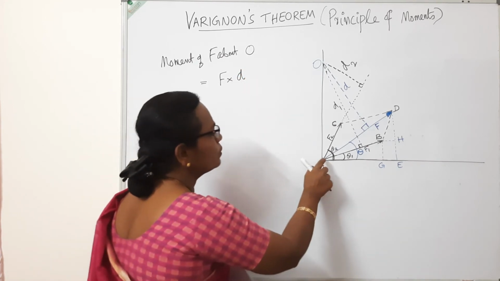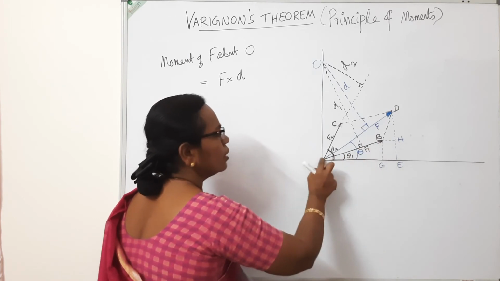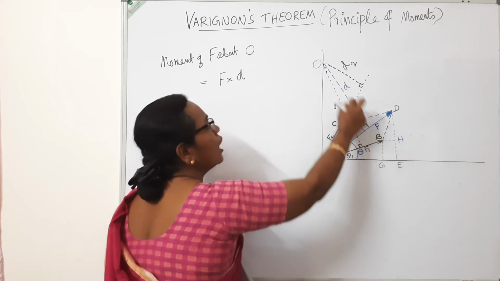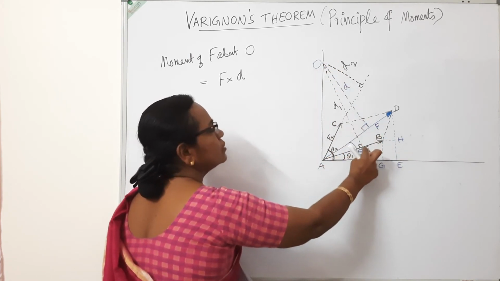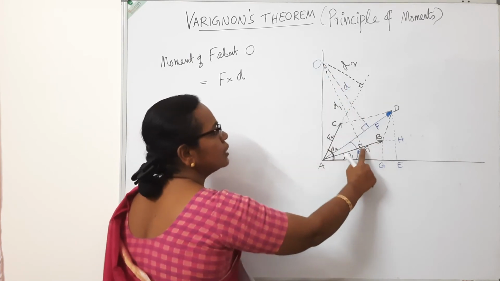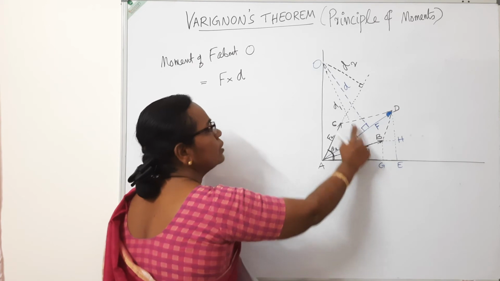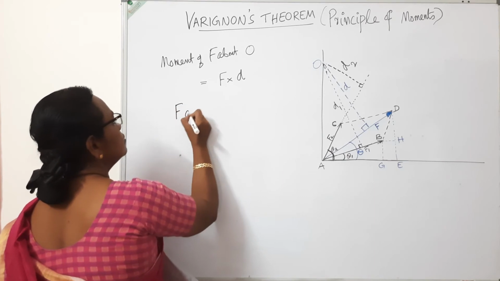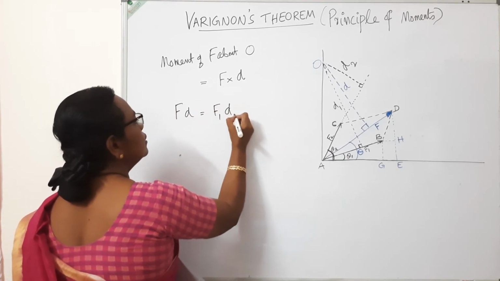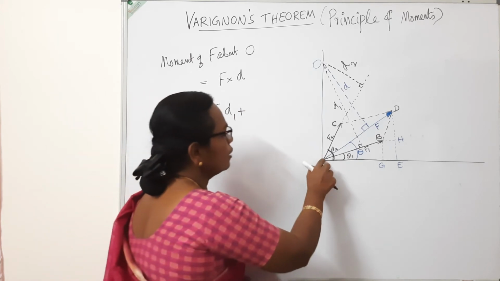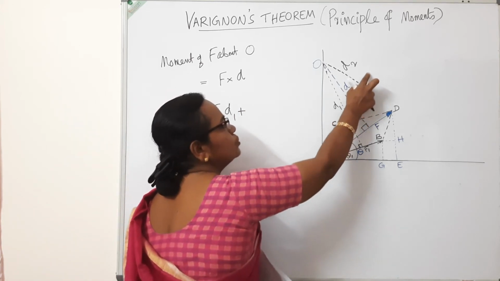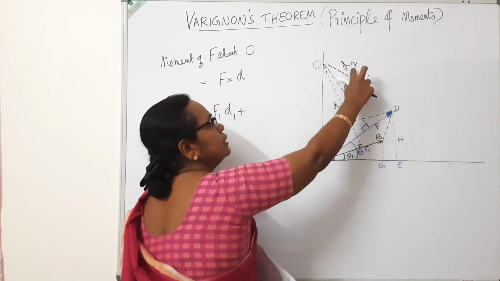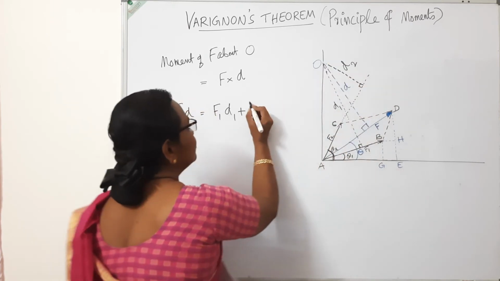Okay. Now, what about the moment of F1, the component? Moment of F1 about O is F1, the force, into the perpendicular I have dropped from O to the line of action of F1. Let it be D1. So, F into D is equal to F1 D1 plus the moment of the second force F2. This is the line of action of F2. I have extended it and from O, I have dropped a perpendicular to it. Let it be D2. So, F2 D2.